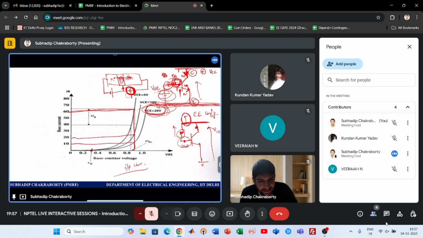Now, if you see the output characteristics, I told you the output impedance is very high for a BJT operating in normal operating mode.